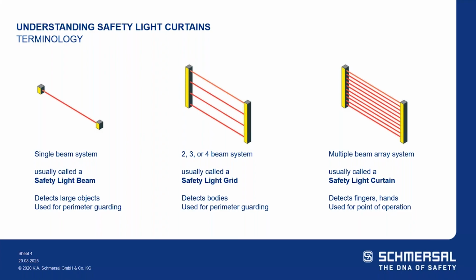And then you have your multiple beam array system, and that is typically called your safety light curtain. That's going to detect finger, hand, or whole body, and this is used for point of operation. So typical light curtain, light grid, and light beam applications are for point of operation or for perimeter guarding, and you'll see that throughout the presentation today.